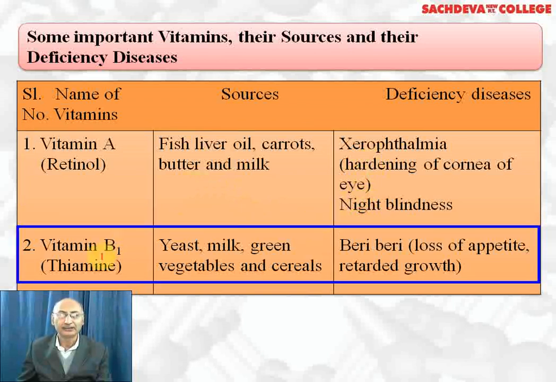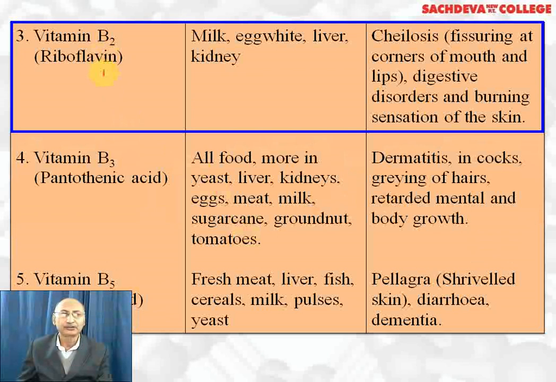Second, vitamin B1. The vitamin B group is water-soluble, whereas vitamin A is a fat-soluble vitamin. The name of vitamin B1 is thiamine. Sources are yeast, milk, green vegetables, and cereals. Deficiency disease is beriberi, in which there is loss of appetite and retarded growth. Vitamin B2 is called riboflavin. It's present in milk, egg white, liver, kidney. Its deficiency is cheilosis, fissuring at the corners of the mouth and lips, digestive disorders, and burning sensation of the skin.